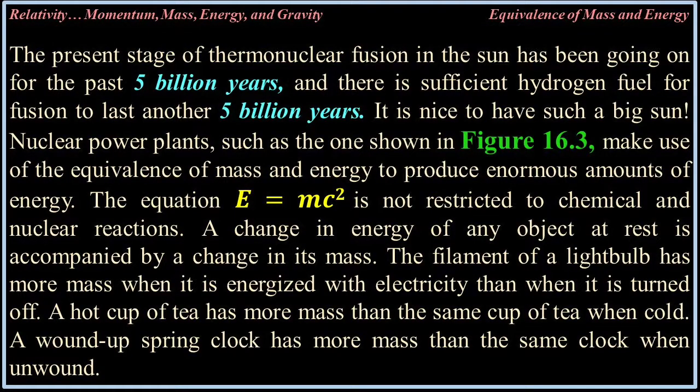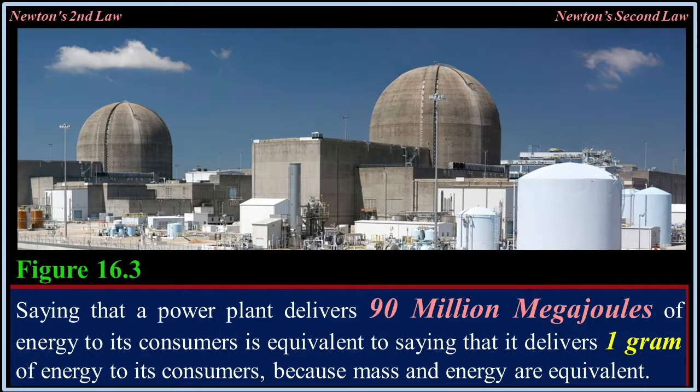The present stage of thermonuclear fusion in the sun has been going on for the past 5 billion years, and there is sufficient hydrogen fuel for fusion to last another 5 billion years. It is nice to have such a big sun. Nuclear power plants, such as the one shown in figure 16.3, make use of the equivalence of mass and energy to produce enormous amounts of energy.